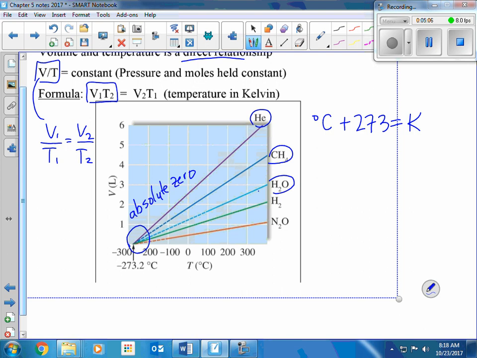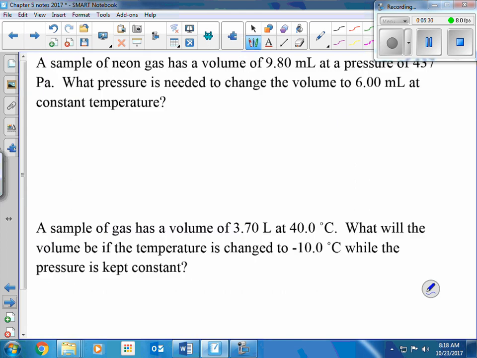Now, because of the pressures and all the chemicals that we have, we actually have gotten down to within a few decimal places of absolute zero. Very, very close. And with newer technology and newer ways of cooling things down, we might even get closer than that. Okay, so that is Charles' law.